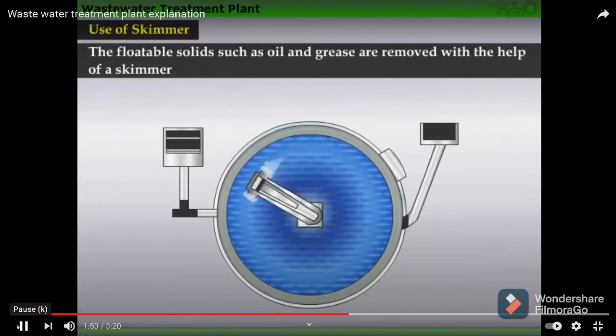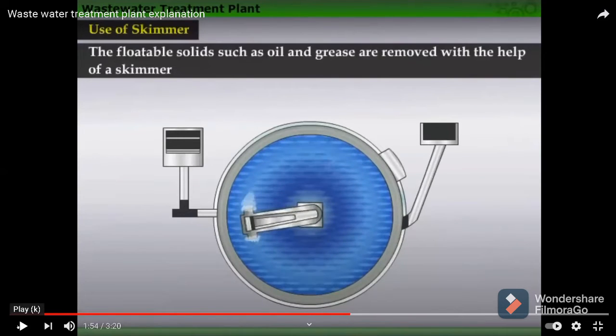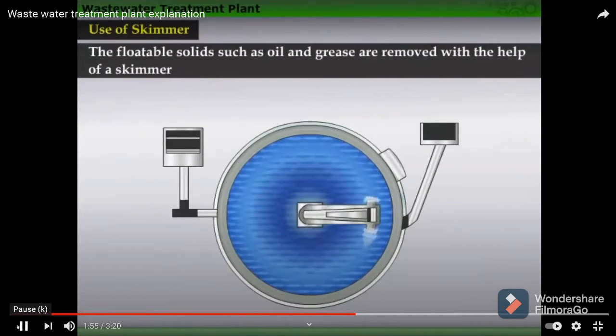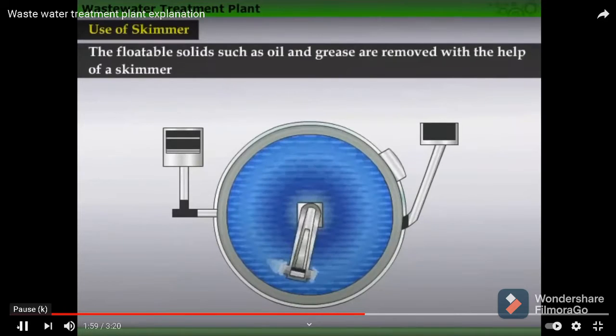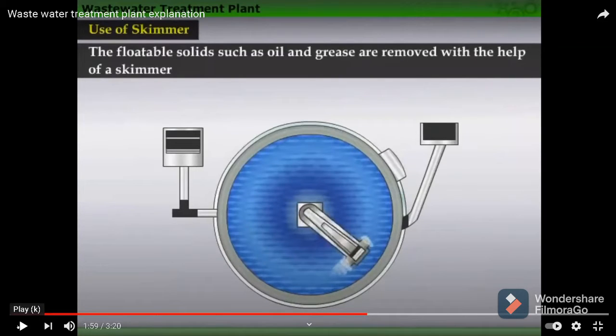Now, floatable oil is also present, which is removed with the help of a skimmer. You are seeing this, it will collect the oil, because oil and grease do not dissolve in water. वो ऊपर float करते हैं, so they float on the water and can be removed with the help of the skimmer. This is the function of the skimmer.